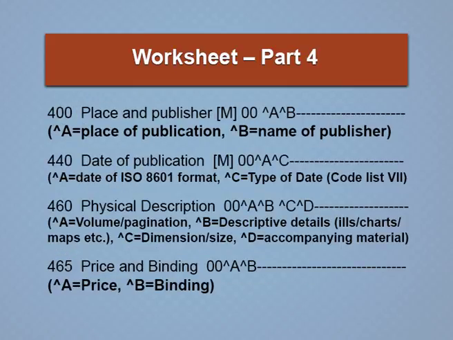Next comes the part 4, that is the publication and distribution area. 400 is the place and publisher, subfield A stands for place of publication, subfield B stands for name of publisher, 440 stands for date of publication. Here also again you have to give the date in ISO 8601 format, as I told you, that it should be YYYYMMDD format. Now you have got an idea about the nature of data entry in CCF or in a bibliographical database.